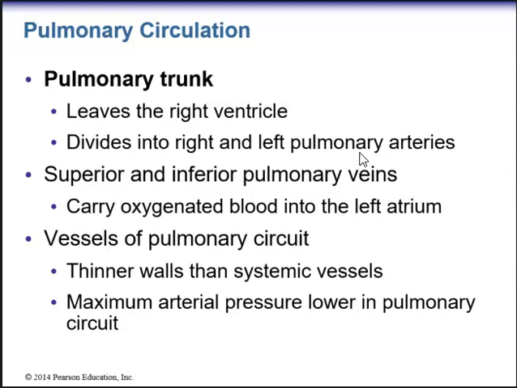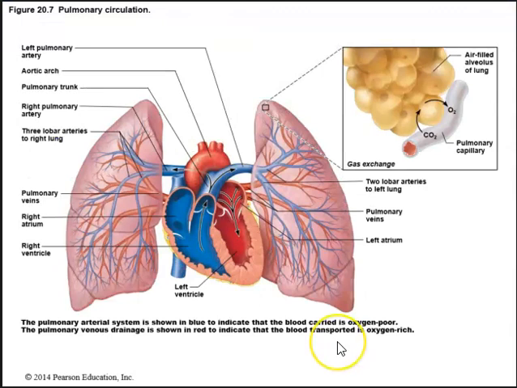We'll have gas exchange occurring at the capillary level, and then the reoxygenated blood will be transported to the superior and inferior pulmonary veins on the right and left side. These vessels will carry oxygenated blood back to the heart via the left atrium. The vessels of the pulmonary circuit have thinner walls compared to systemic vessels, and the max arterial pressure is lower in the pulmonary circuit. So they have thinner walls to allow for maximum gas exchange, and we can actually see that in this next slide. And we'll talk more about this when we get to the respiratory system.